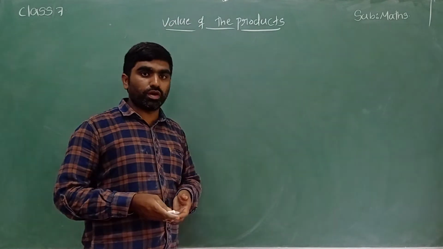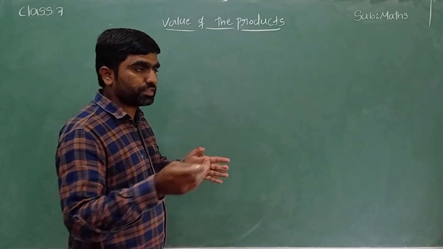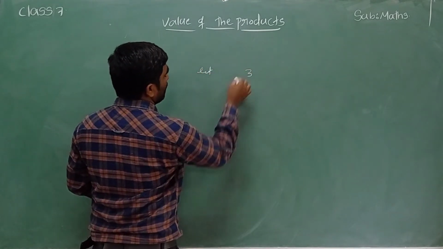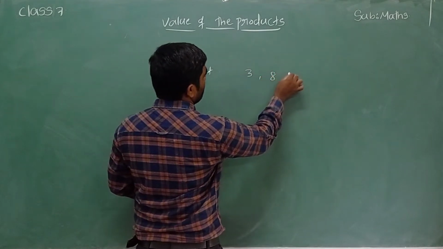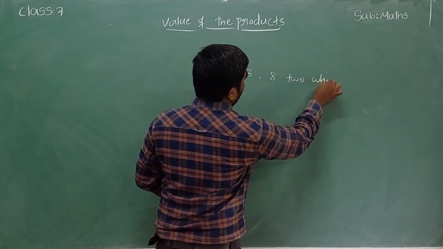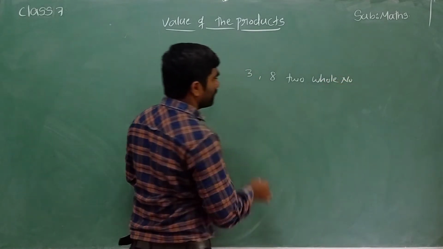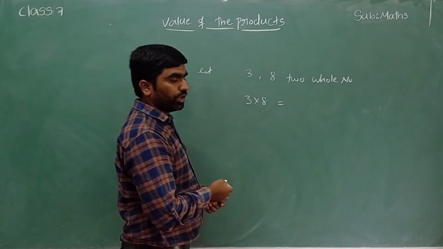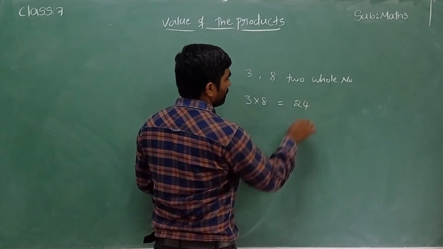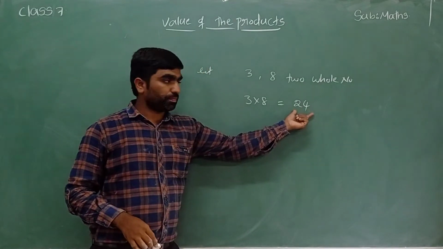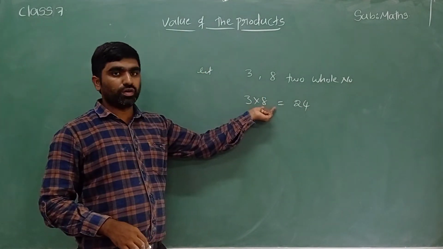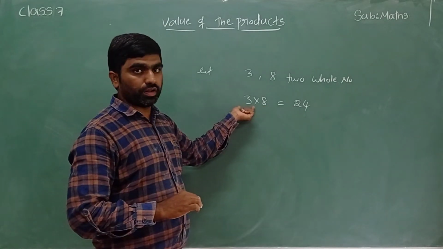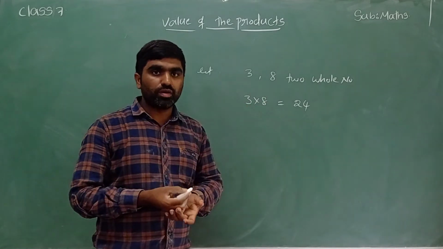Let's see in the case of whole numbers first. Take any two whole numbers other than 0 and 1. So let me take two whole numbers, 3 comma 8. Now multiply these two. Find the product of 3 and 8. 3 into 8 is equal to how much? 24. The result 24 is more than each whole number. It is more than 3 and also more than 8.